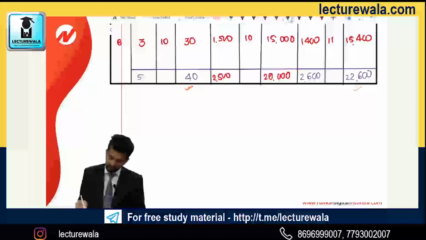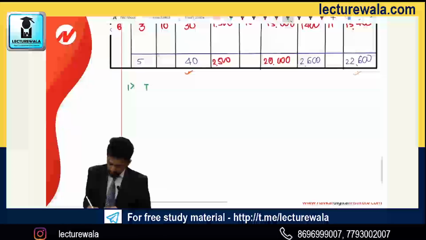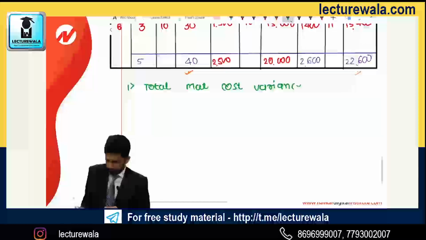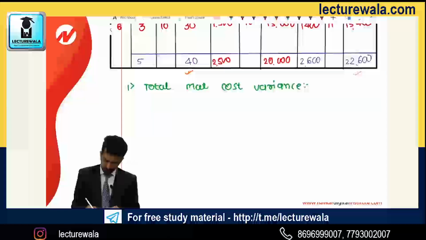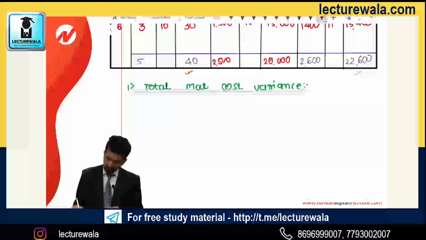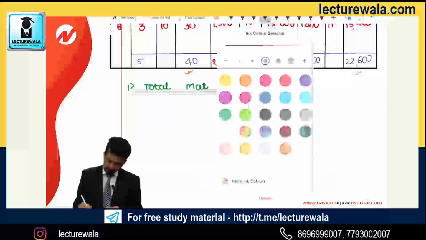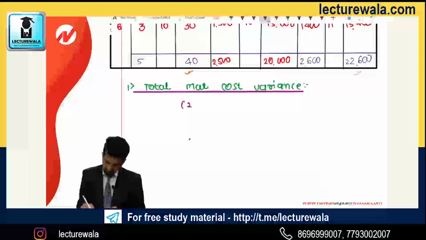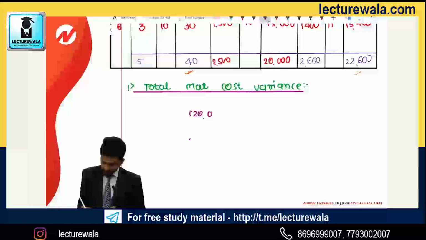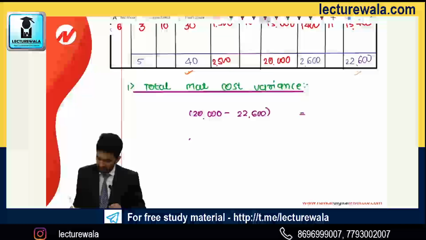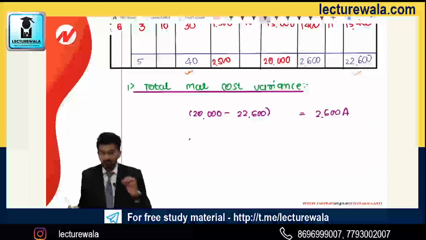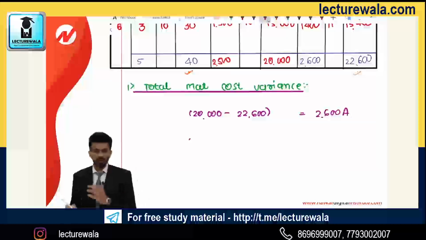Now let me calculate the first variance. So the first variance, my dear friends, I am calculating is the total material cost variance, wherein I'm going to say, okay, my cost should have been 20,000. It happened to be 22,600. So 2,600 more, that is on the higher side, that is an adverse variance.